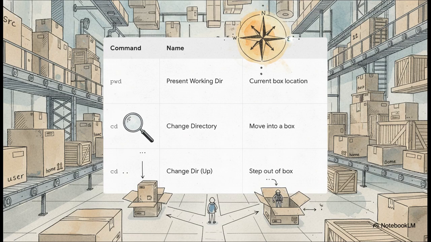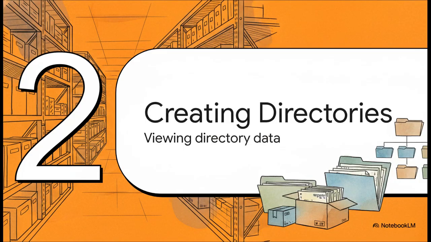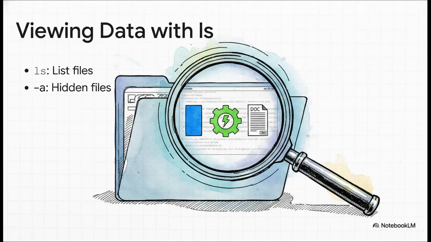Super simple. Section 2. Creating and viewing directories. Okay, so if you're standing in a directory and want to see exactly what's inside, you use the ls command, which stands for list. It basically gives you instant X-ray vision into your current directory's contents. But ls by itself, that's just the basics. You can tweak it. If you want a really detailed list showing file sizes and creation dates, you just tack on L for a long list.